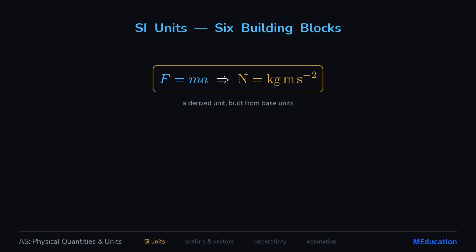Speed is meters per second. Force from F equals ma is kilogram meters per second squared, which we name the Newton. This gives a powerful trick, homogeneity. Both sides of any real equation must have the same base units, or the equation is simply wrong.